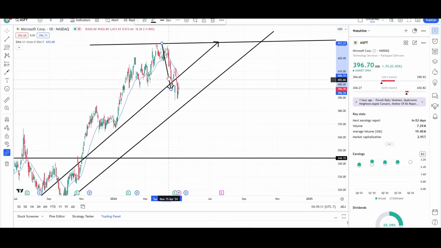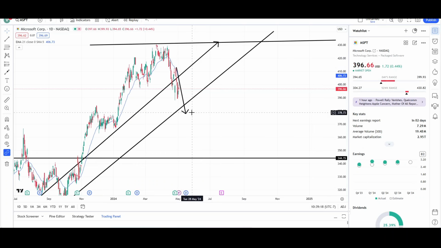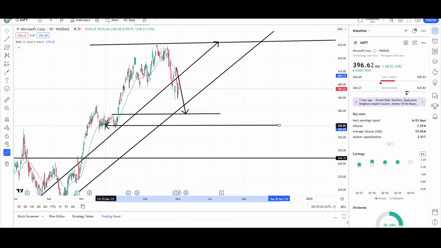So we did see the drop. This is all one leg right here. This is the second leg down. And you can see that the bears are trying to reach the 378 level, which coincides with this breakout right here. You see that price was consolidating. It was chopping around right here, and then eventually just broke out.